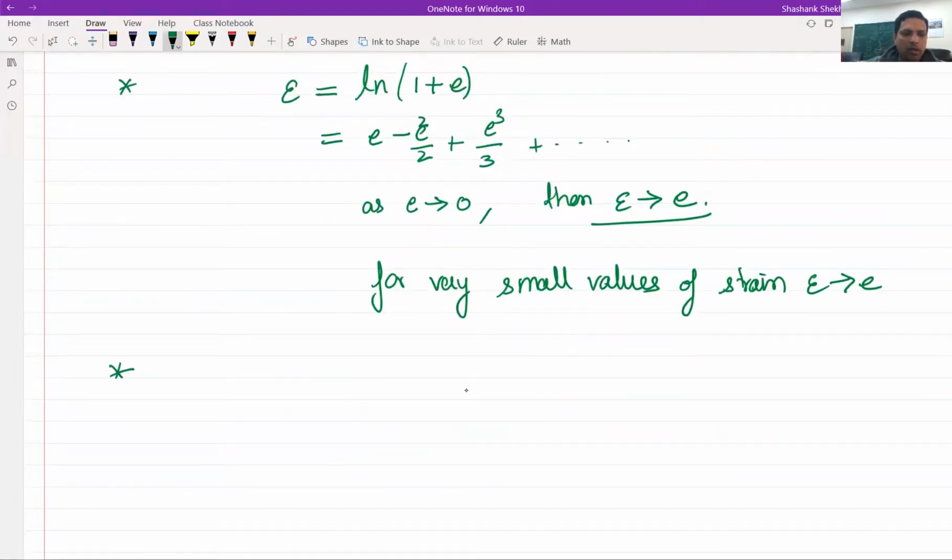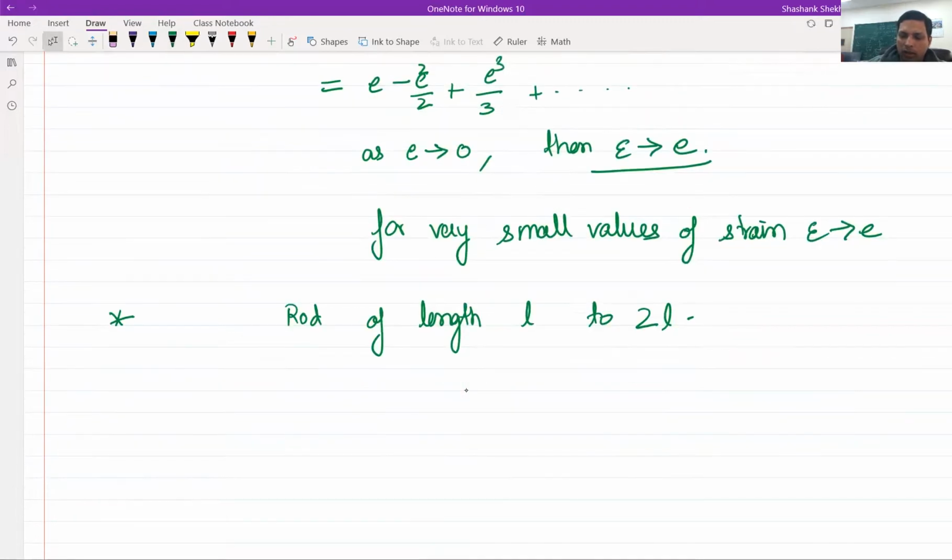Another important aspect is that, let's say we extend a rod of length L to 2L. So what will be the true strain and engineering strain?